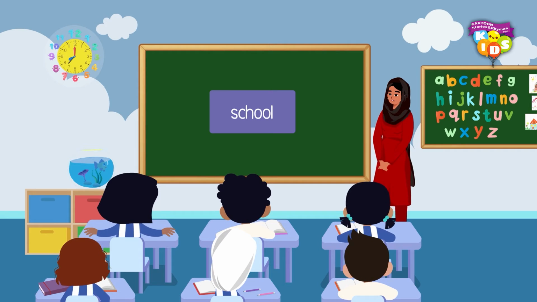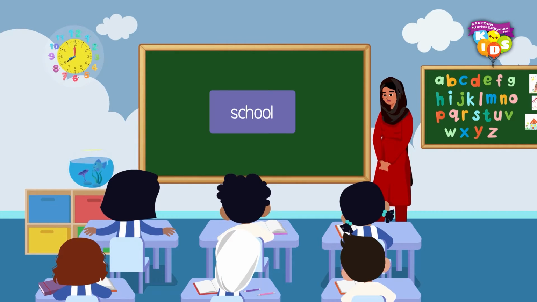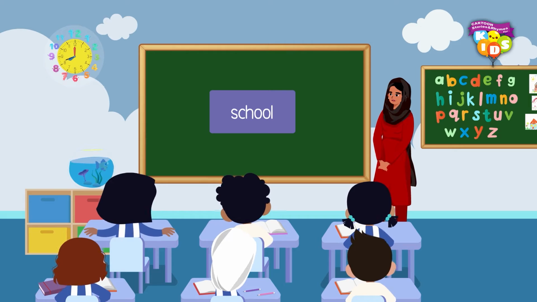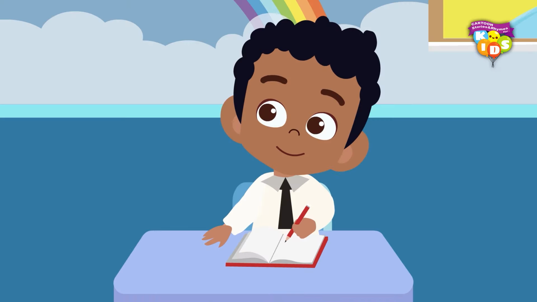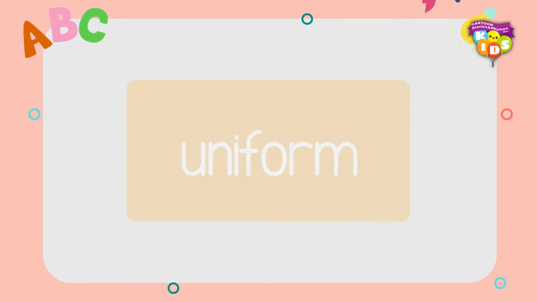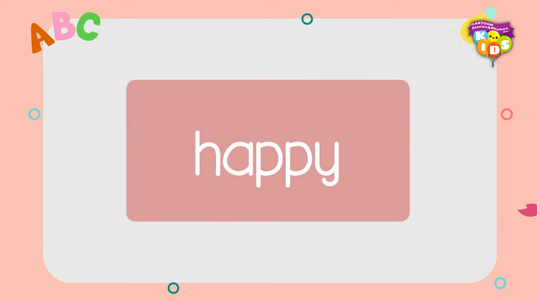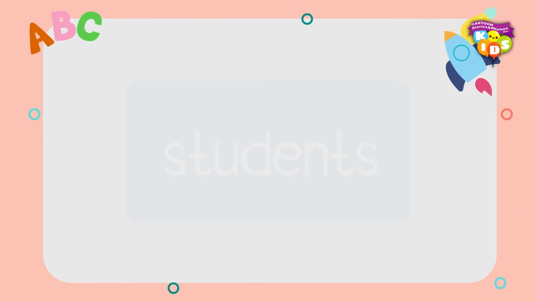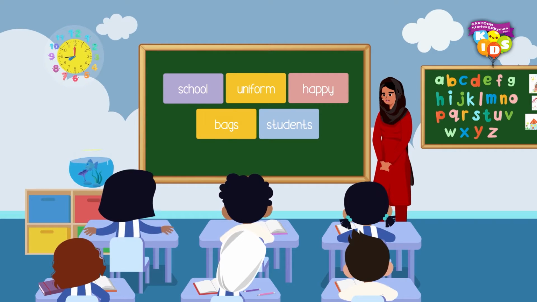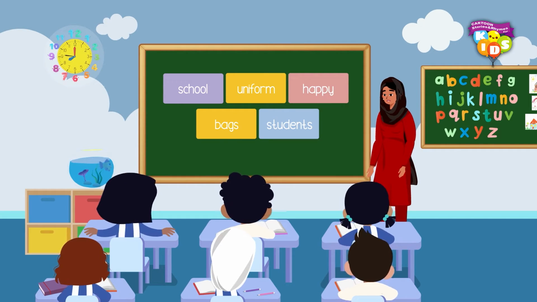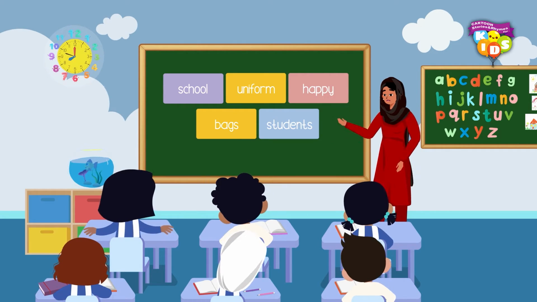Now, flip the rest of the cards one by one and see if you find more words that match what you all have written. Teacher, I found one. It says uniform. Mine says happy. I got bags. Mine is students. That was really good. Let us take a look at all the word cards now.